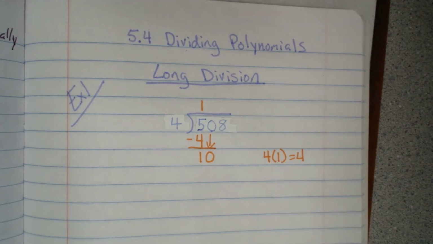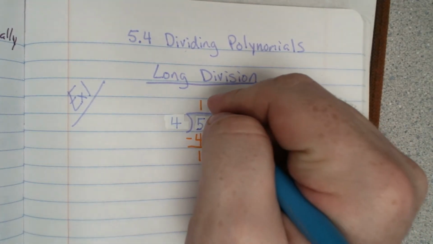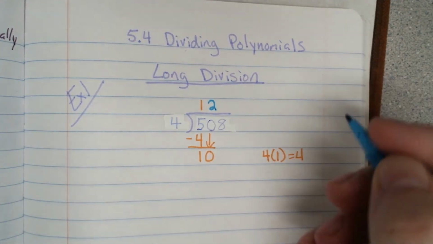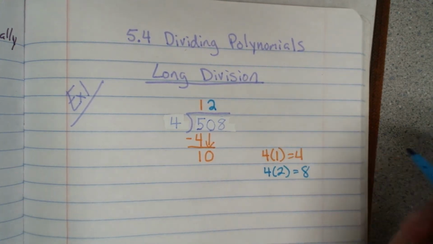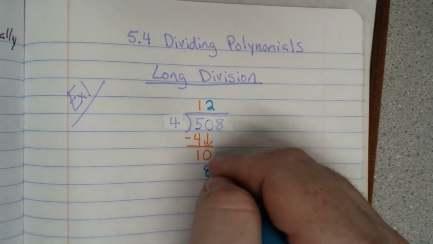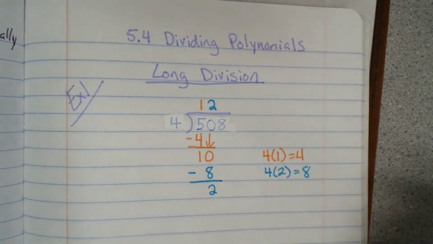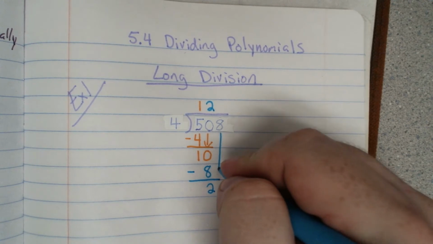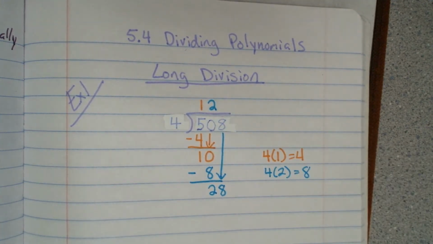Next, we're going to ask how many times will 4 go into 10? Again, not evenly, but 4 will go into 10 twice, and 4 times 2 is 8. So that's where I'm going to get an 8 here. When I subtract that, we're left with 2. Now I'm going to finally bring this 8 down. We have to bring everything down to get to the very end of this.